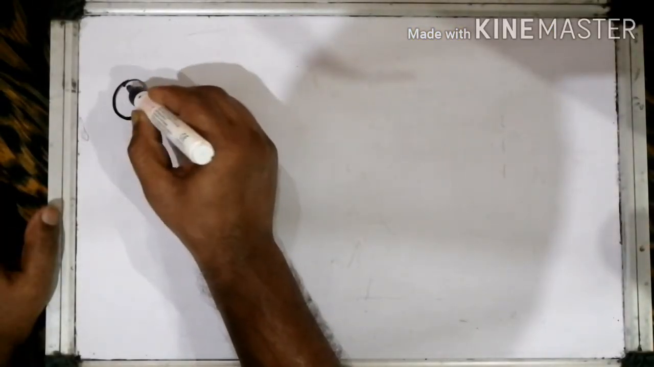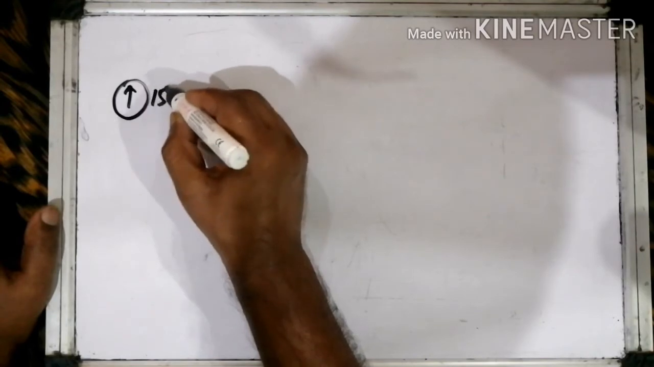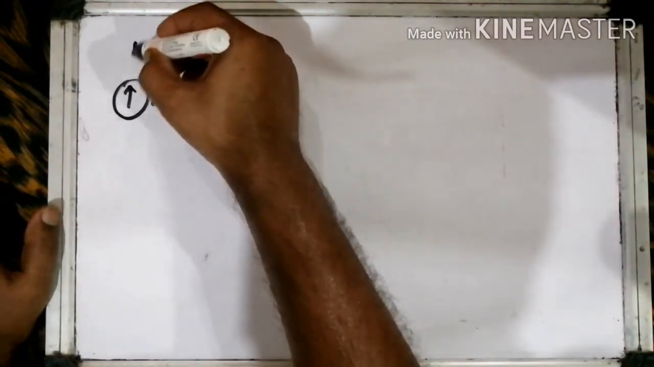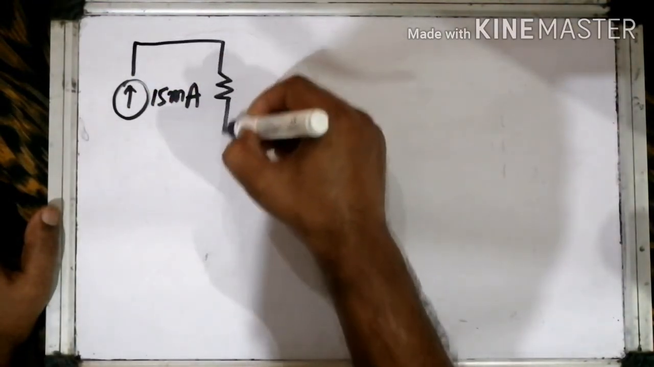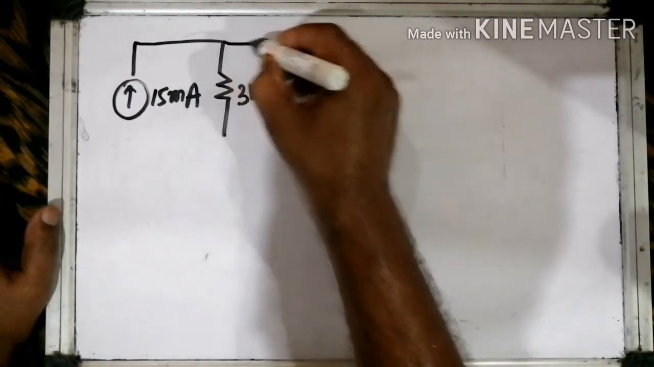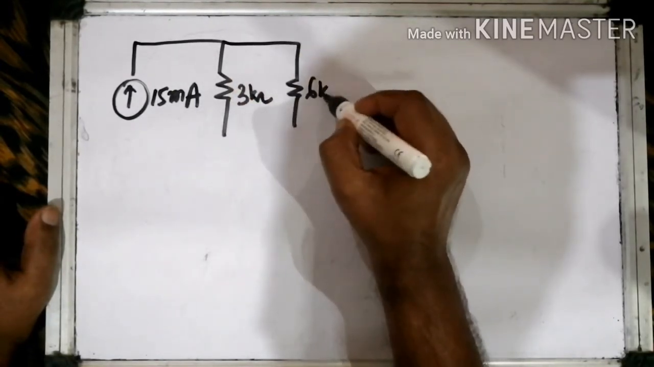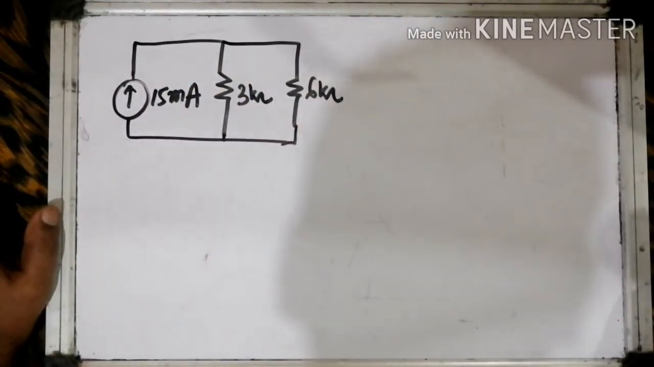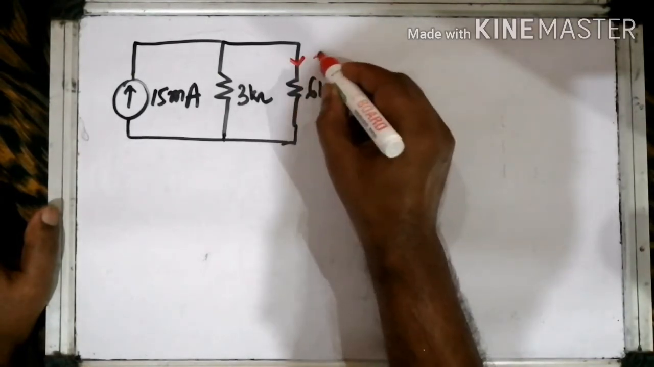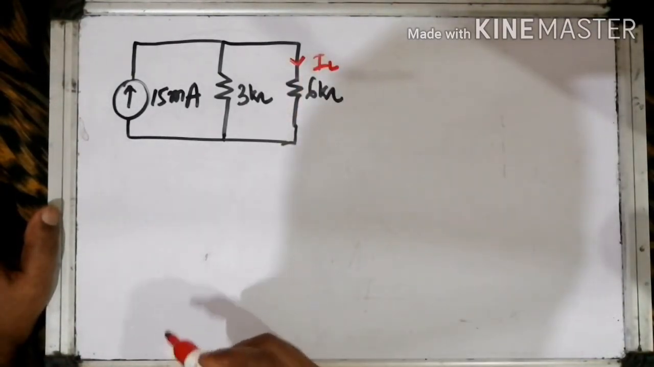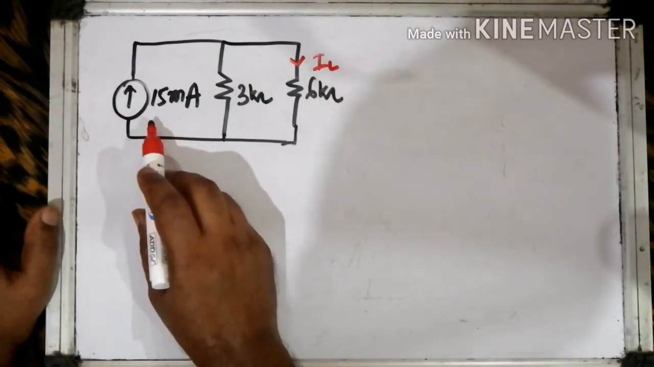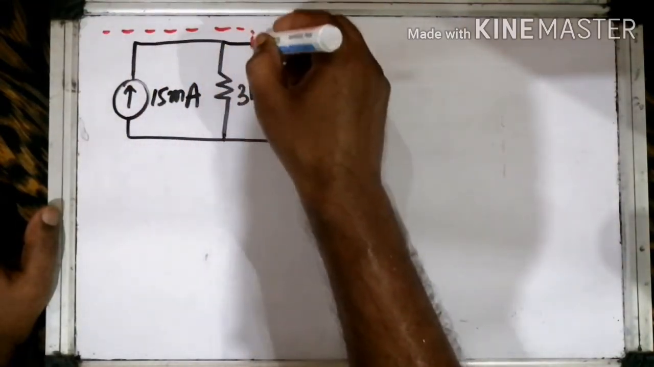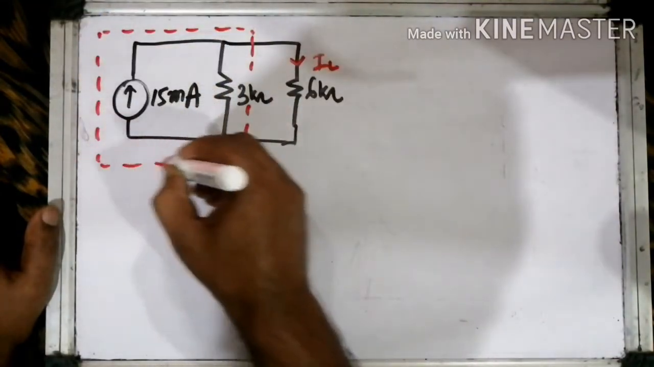This one is the current source, right, of value 15 milliampere. Two resistances are here. One is 3 kilo ohm, other one is 6 kilo ohm. Find out the current in the 6 kilo ohm resistor, that is IL, by converting this current source into an equivalent voltage source. This one is the real current source.